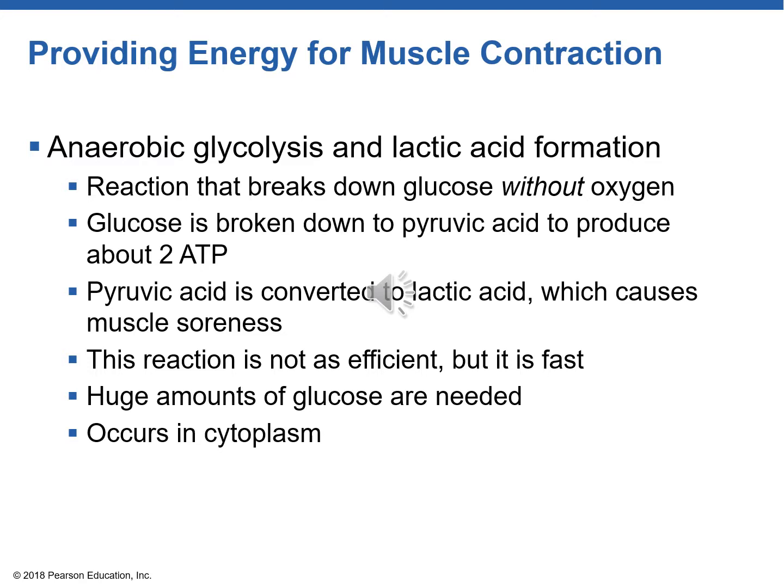Lactic acid, yes, it causes muscle soreness, but beyond that, too much lactic acid is going to make the patient have an acidosis, which can be dangerous. This reaction is not very efficient. We're only getting 2 ATP for each glucose, but it is super fast. And obviously we need a ton of glucose then in order to get the ATP we need, because it's so inefficient. This would be used if you were an athlete and you were sprinting, for example.